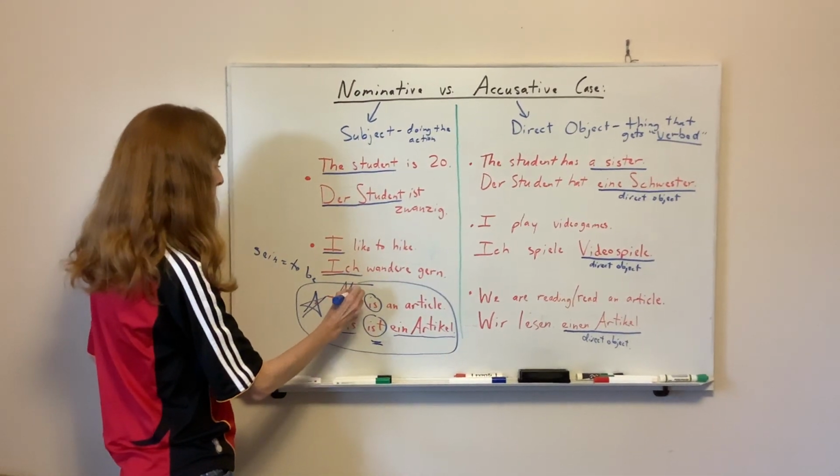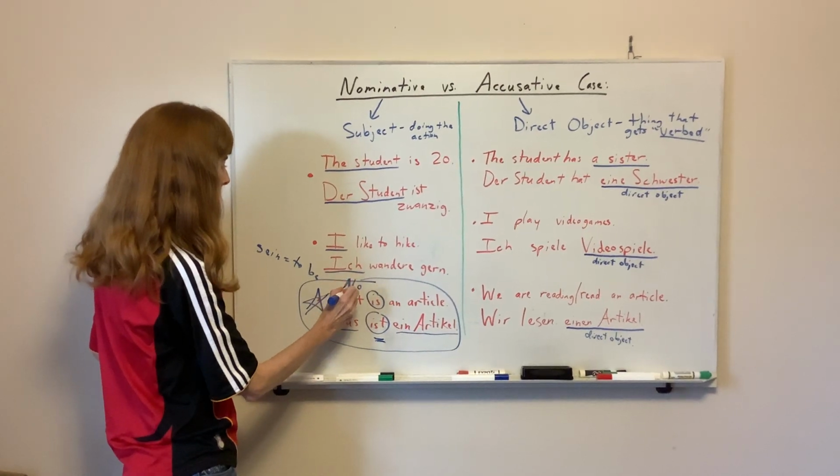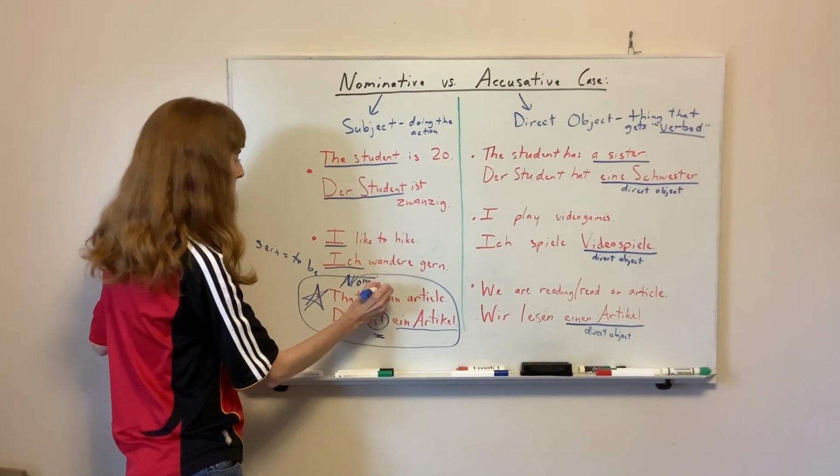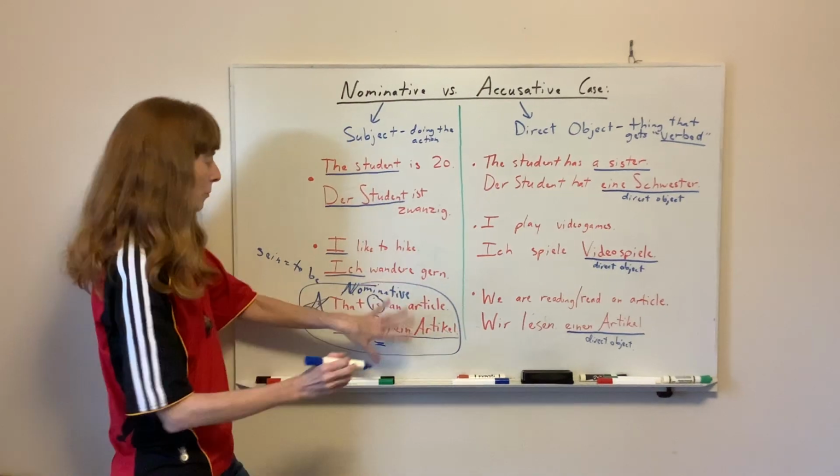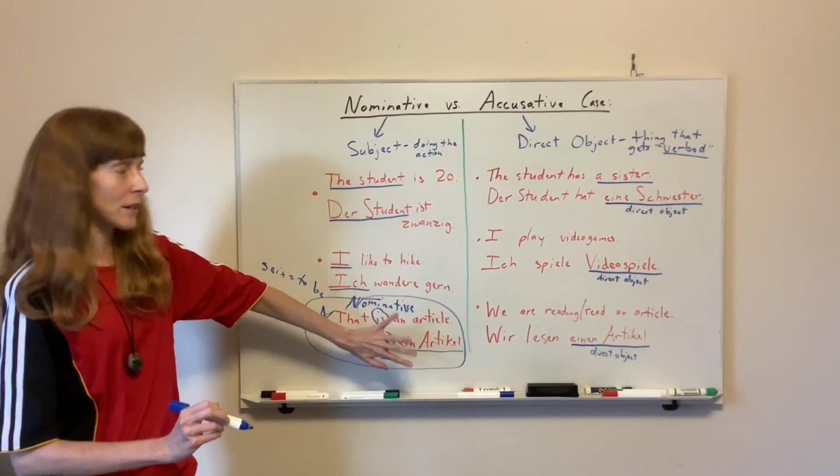So let's write in big letters nominative. Doesn't begin with an M. N. Nominative. So this is completely nominative. There are no direct objects here.